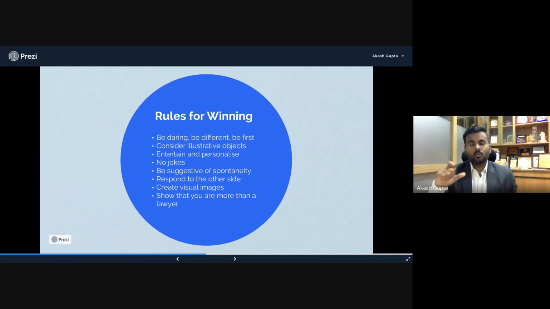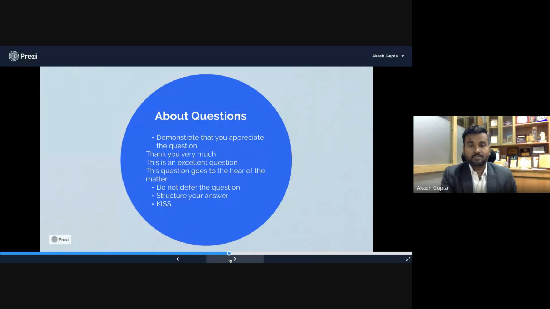Create visual image. What does this mean? This means that if you are able to create an image in the minds of the judges that you guys are the good guys. I actually don't care how good your legal knowledge is, how good your oral advocacy is. If in my mind I'm of the opinion that you guys should win this case, I'll give you more points. So that is something which you have to keep in your mind, that you have to convince me that I should go with your client, not the other side. Which means that you have to show that you are more than a lawyer, and you have to use some real life examples to do that.